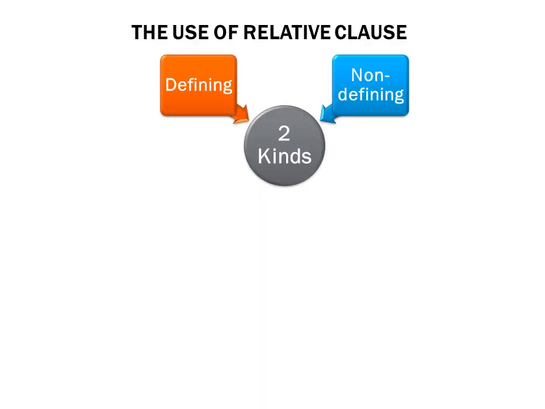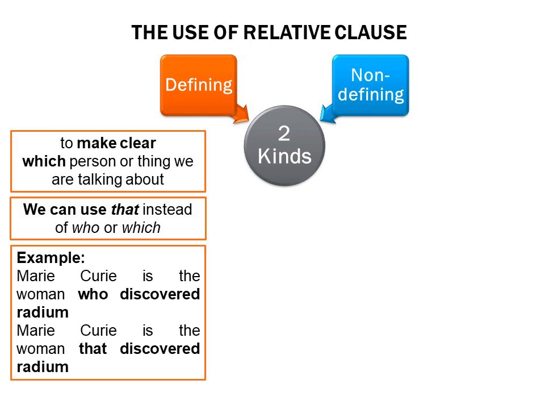We have two types of relative clauses: defining relative clauses and non-defining relative clauses. A defining relative clause makes clear which people or things we are talking about, and we can use that instead of who or which. For example, Marie Curie is the woman who discovered radium. If I removed this relative clause, the meaning of the sentence is interrupted. It did not give me the whole meaning. It did not define who Marie Curie is.